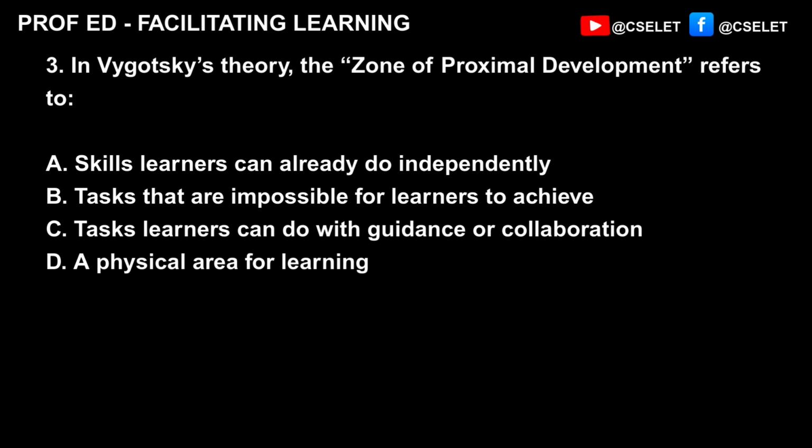In Vygotsky's theory, the zone of proximal development refers to: A. Skills learners can already do independently. B. Tasks that are impossible for learners to achieve. C. Tasks learners can do with guidance or collaboration. D. Physical area for learning.